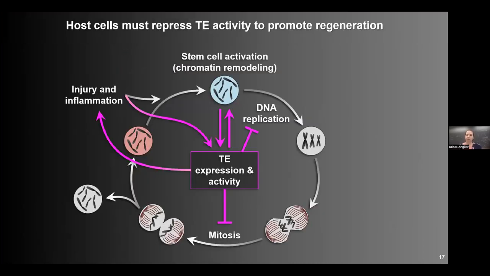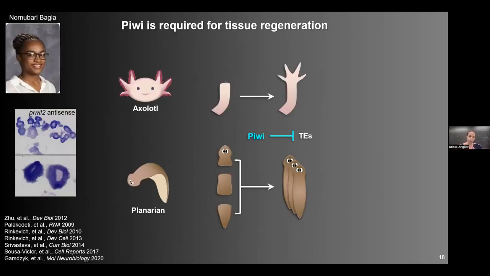So if we come back to the cell cycle diagram, we can now consider how these transposons may actually be detrimental to regeneration. So we know that some TEs actually work to propagate or transpose during DNA replication. And as you can imagine, that's going to cause a lot of DNA damage and impede cell cycle. So there has to be some method of transposon repression coming from the host cell to regulate this process during regeneration. So the first place we looked was with the PIWI pathway.